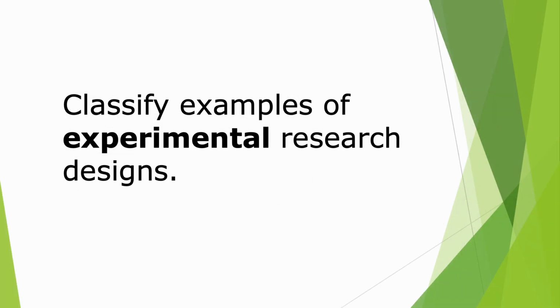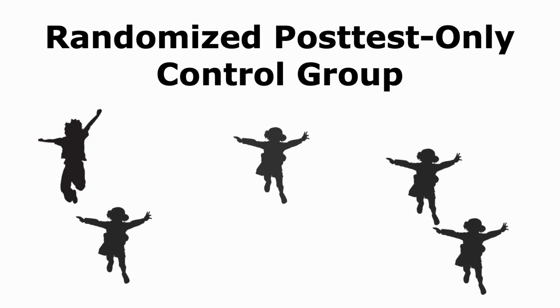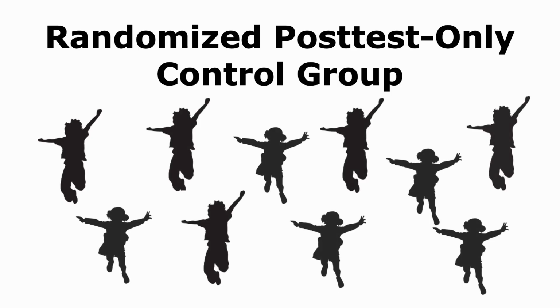So you must also be able to classify examples of experimental research designs. So here are some of the most commonly used in educational research. First, there's the randomized control group. It's an experimental design involving at least two randomly formed groups. So you have a group of children and you randomly select from the population. Half will be one group, half will be the other.